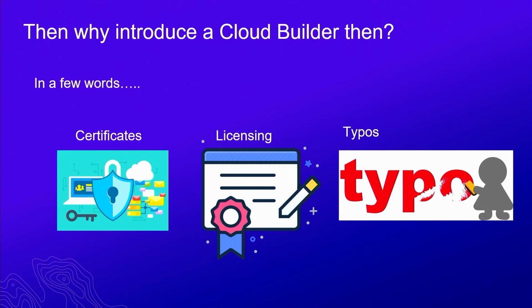Cloud Builder is built on top of the CloudFormation technology. It kind of hides it from you, but makes it easier for you. So let's talk about the problems that people had. The first is certificates. When you use CloudFormation templates, especially with HA configurations, you have to upload your certificate to the Amazon Certificate Manager.